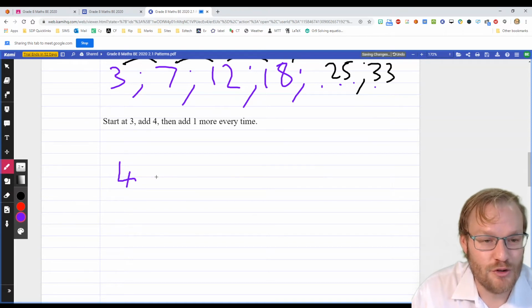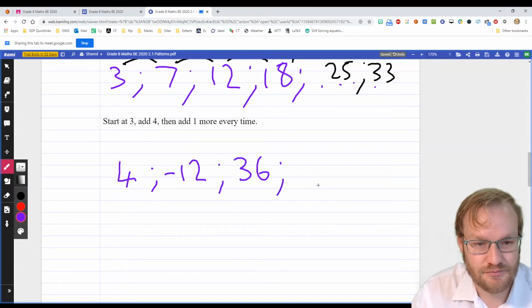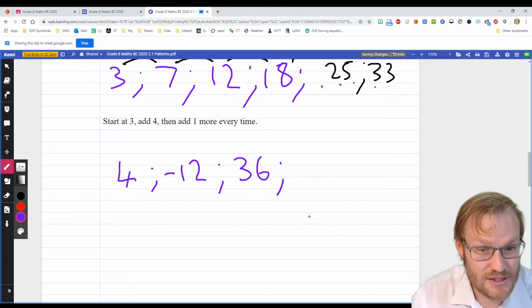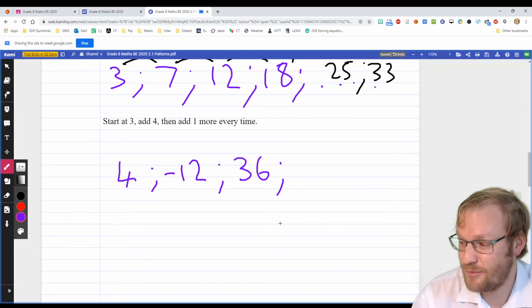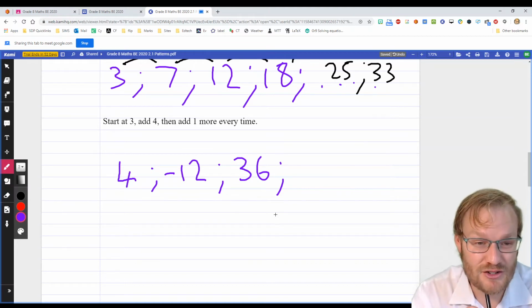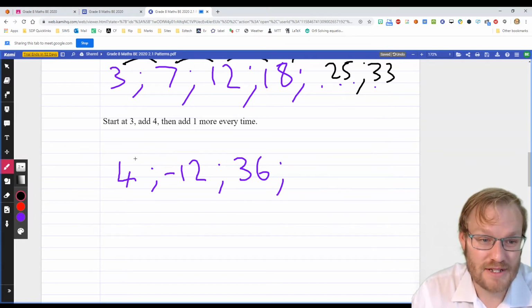So let's say that we are given something like, let's start at 4, and we're going to move to minus 12. Then we're going to move to 36. Now this looks like we're going between positives and negatives and positives, and there's no way we're just adding slightly more or less each time. But what happens if we're multiplying?